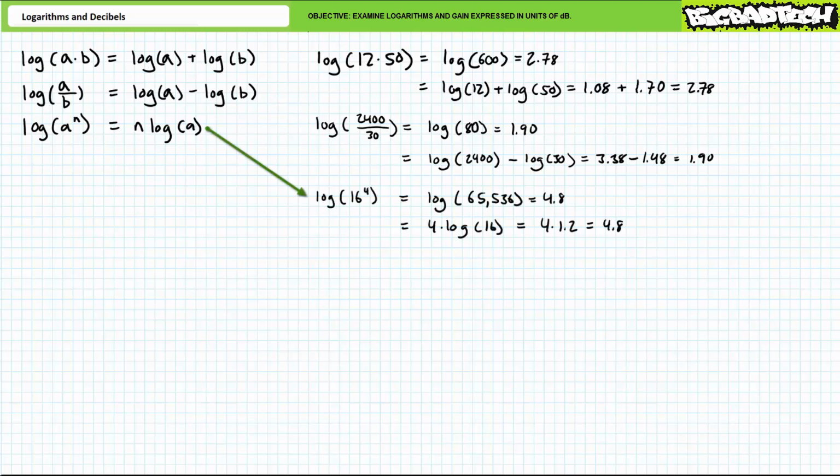Finally, consider the expression log of 16 raised to the 4th power. We could perform the operation inside the parentheses to yield log of 65,536, which yields roughly 4.8. Or we could take the log of 16 and multiply it times 4. Log of 16 is roughly 1.2. 4 times 1.2 is 4.8, as we anticipated.